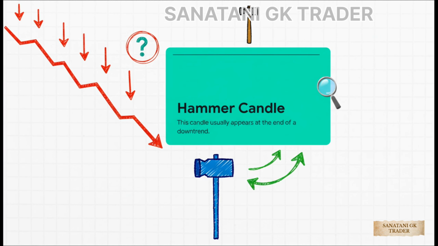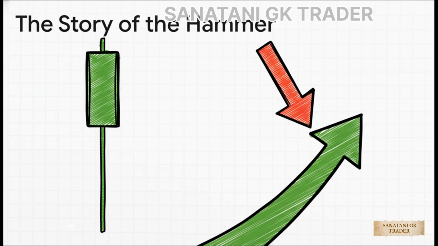Next up, let's talk about the hammer. And for this one, context is everything. The hammer pattern is really only significant when you find it after the price has been falling for a while, at the end of what we call a downtrend. The hammer tells a story of a really dramatic comeback. Imagine this. The sellers were in complete control, pushing the price way, way down. That's what creates that long lower shadow or wick. But then, out of nowhere, the buyers stormed back in and drove the price all the way back up to close near the top.